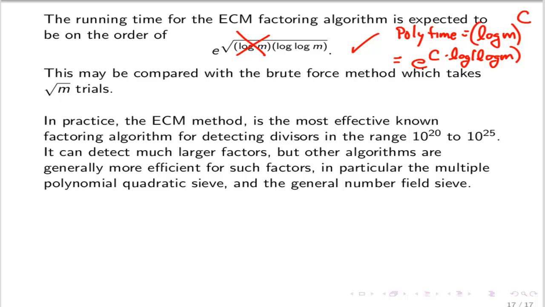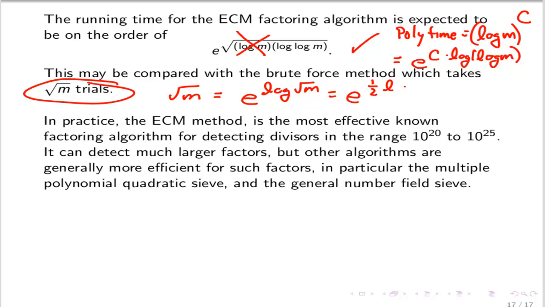On the other hand, this is much better than brute force, which requires square root of m trials. So square root of m, that's where you're just testing prime divisors of m up to this square root. That's e to the natural log of square root of m, which is e to the 1/2 log m. So square root of log m is much better than log m up here. So this is much better.